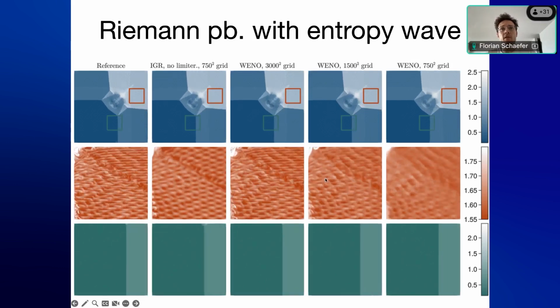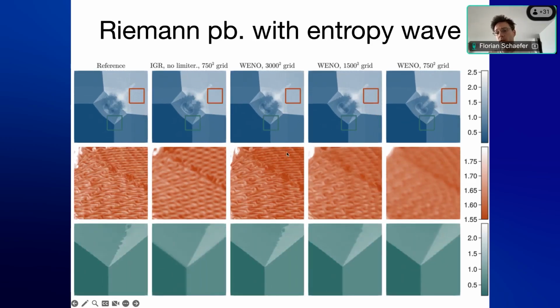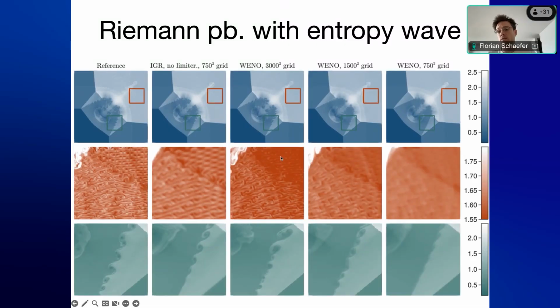And even as we increase the resolution, we see that there are some parts of these fine scale structures that WENO has trouble capturing after the shock passes through.